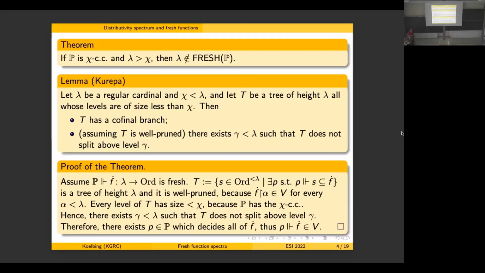So by the stronger version here, we get that there is some level gamma such that the tree does not split above level gamma. Now we can take one condition p, which decides the function f at least up to this level gamma. And then since there's no splitting afterwards, this condition p decides the whole function f. And if one condition decides the whole function, the function is in the ground model. So the function is not fresh, a contradiction to the assumption.